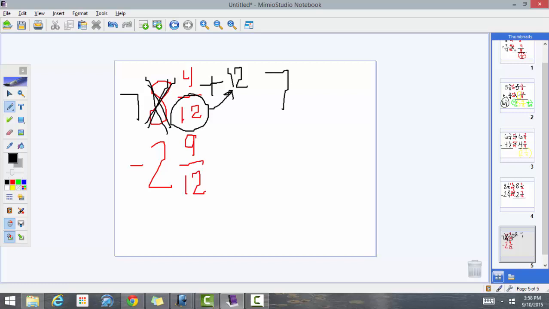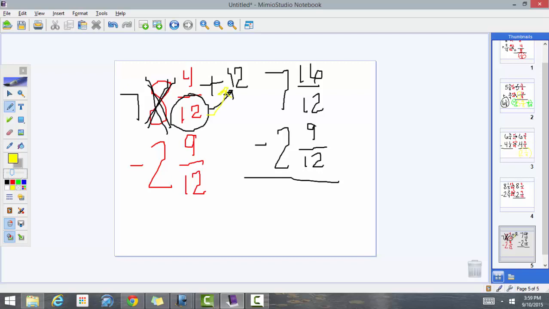I think you'd agree this looks messy, so I'm going to rewrite it as 7 16/12. And then we never touch that second fraction, so that makes it nice. So one more time, when it was 8 4/12, I took away 1 from the 8 and made it a 7, and we added on the denominator to our numerator to get 4 plus 12, which is 16.